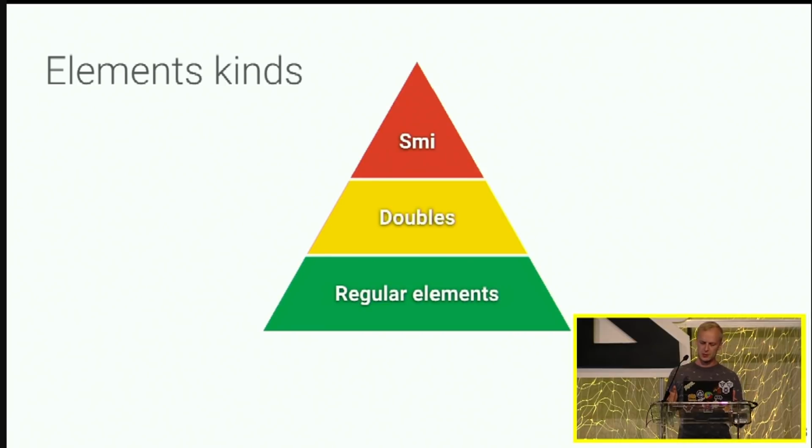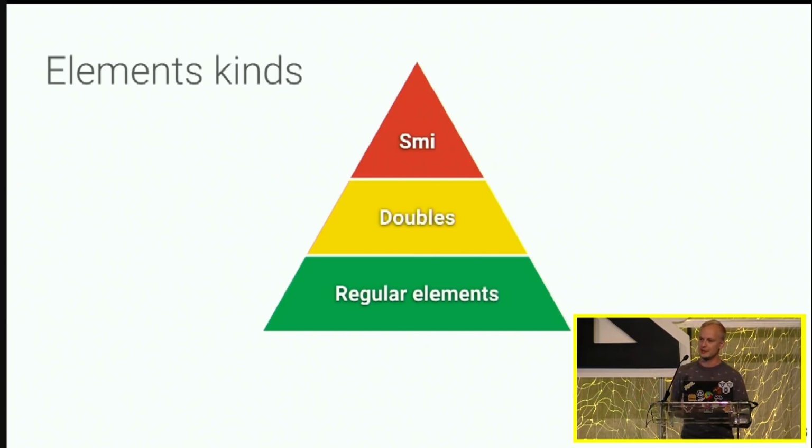So with that in mind, so far we've seen these three distinct elements kinds. There's SMIs, there's doubles, and then there's regular elements. But you can think of it as a pyramid. The set of numbers that can be represented as a SMI is a subset of the numbers that can be represented as a double, and so on. So you go from very specific element types at the top to more general variants at the bottom.